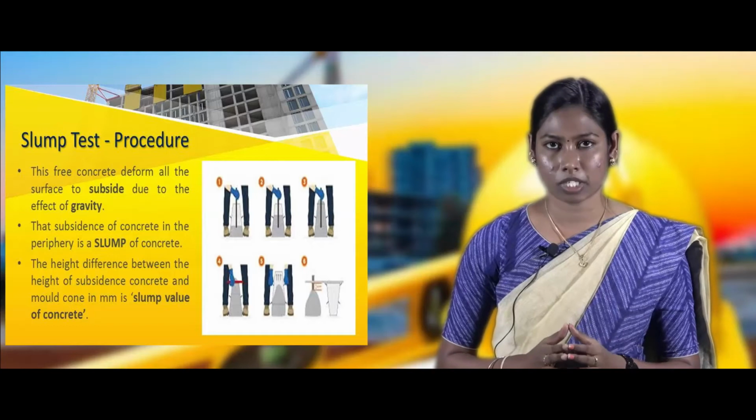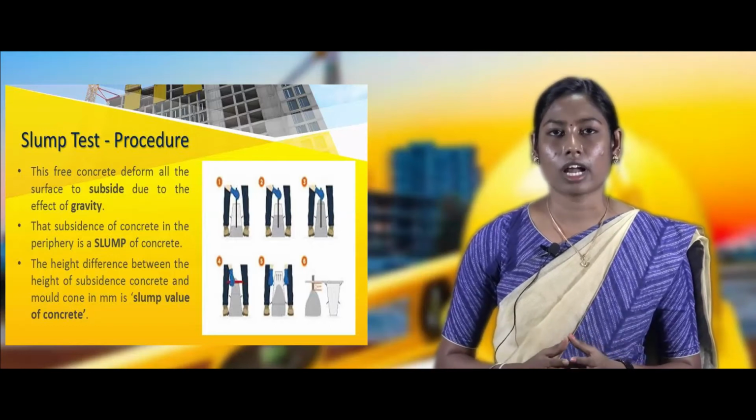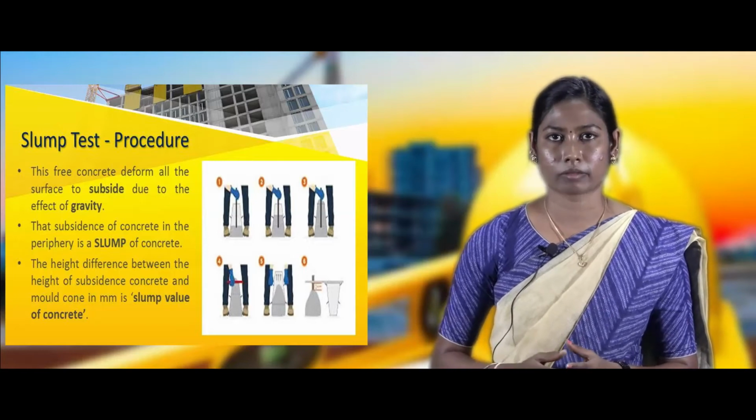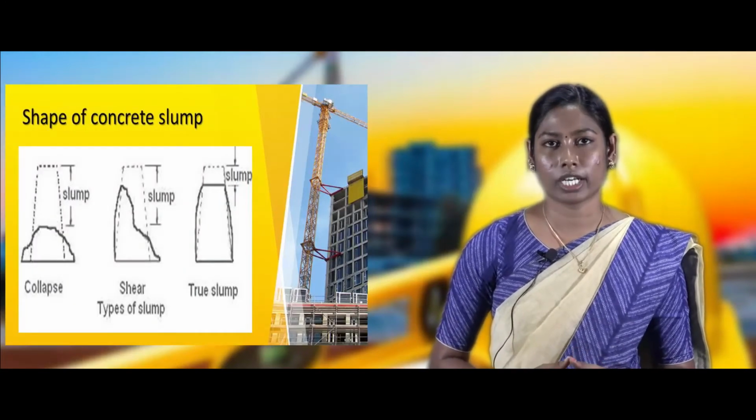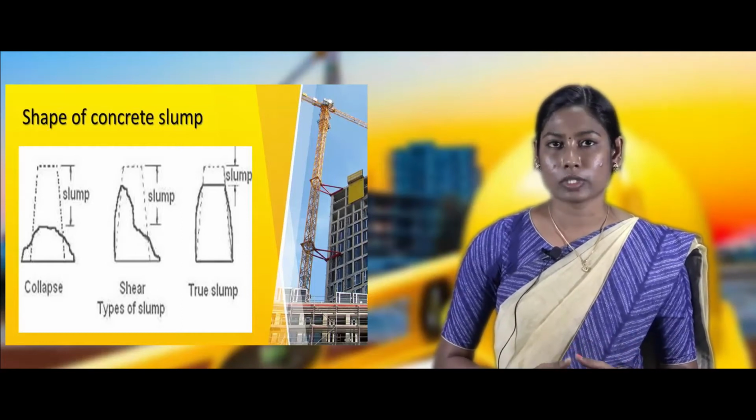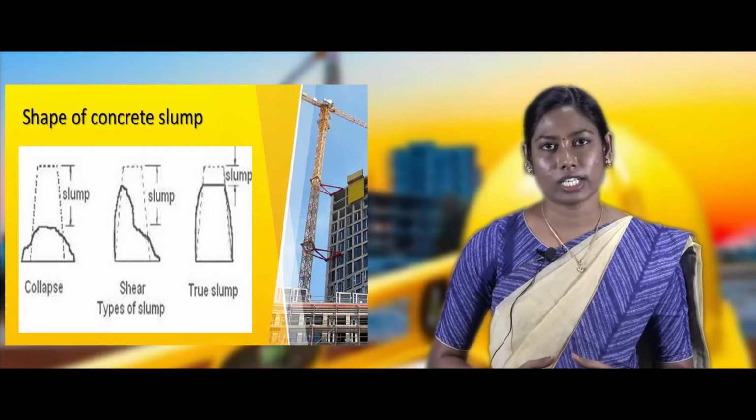The height difference between the height of the mold and the height of the slumped concrete, in mm, is known as the slump value of concrete. After removing the mold, the concrete slumps and takes various shapes, that is true slump, collapse slump and shear slump.